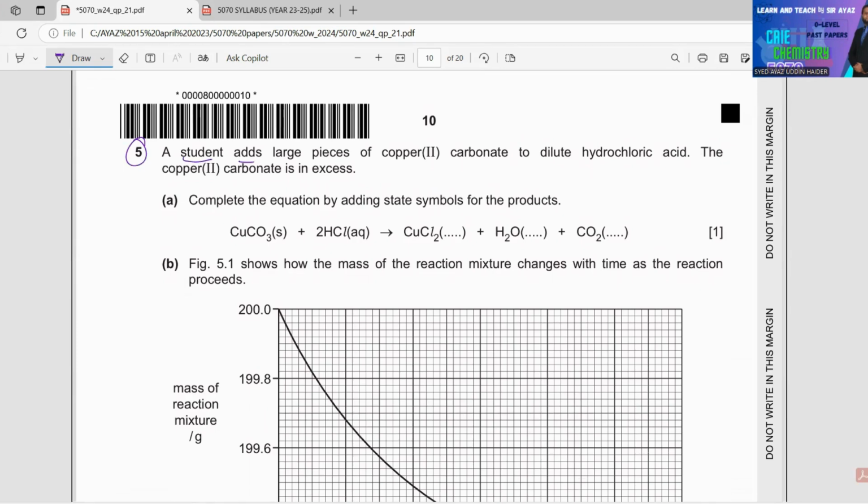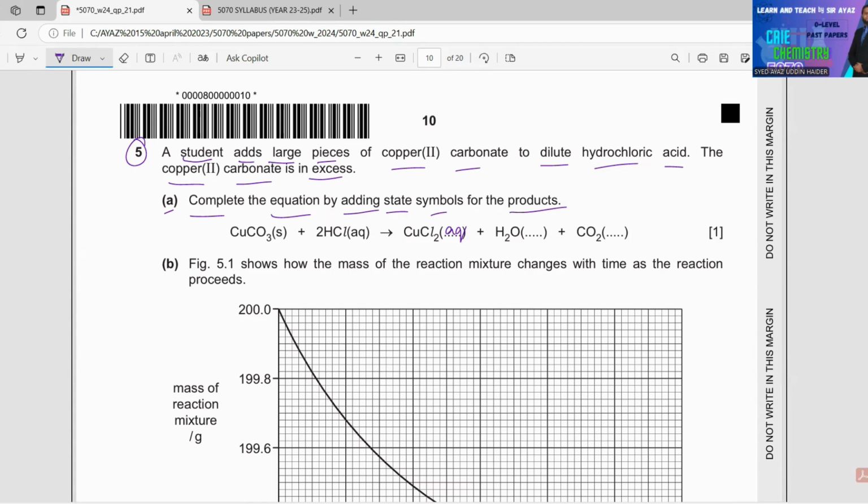A student adds large pieces of copper(II) carbonate to dilute hydrochloric acid. The copper(II) carbonate is in excess. A. Complete the equation by adding state symbols for the products. You have reactants CuCO3 solid plus 2HCl aqueous gives CuCl2. Recall all chlorides are soluble except lead, mercury, silver. So it should be soluble, so I will use aq for this.